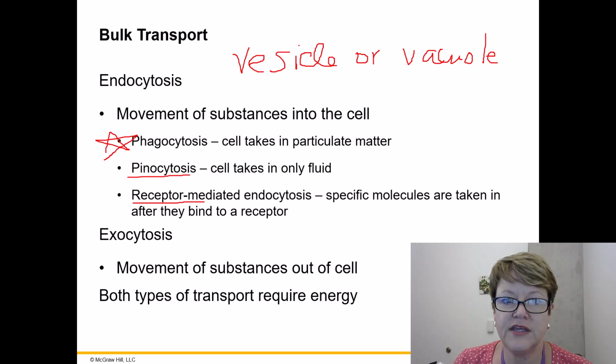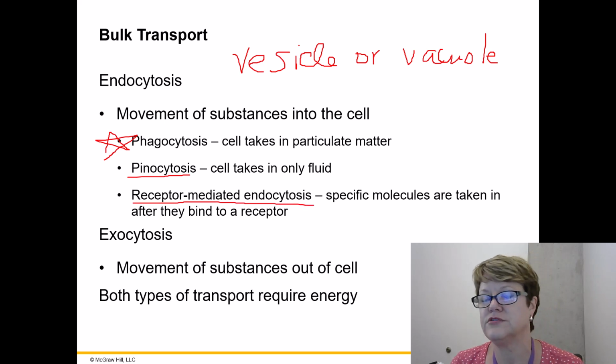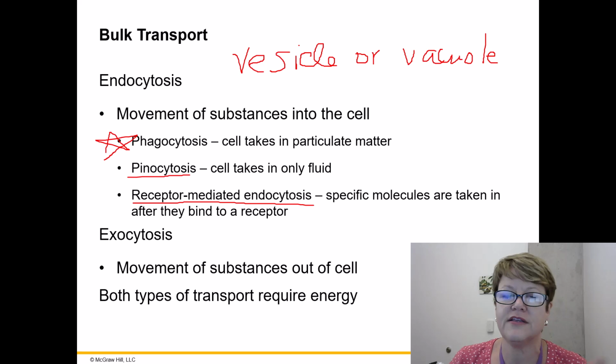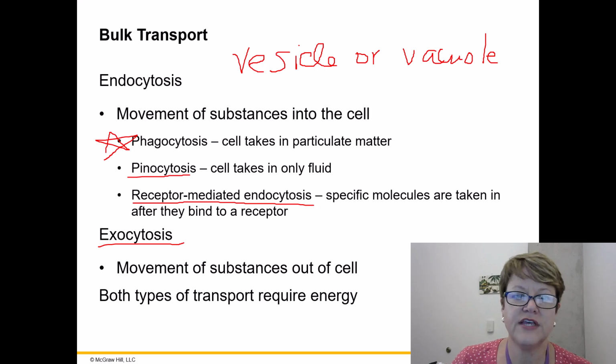Pinocytosis and receptor-mediated endocytosis are just variants, just slightly different variations of this same concept. You know how biologists have to put more vocabulary words on every tiny version of the same process. So these are processes that take in materials by vesicle. The opposite is exocytosis.